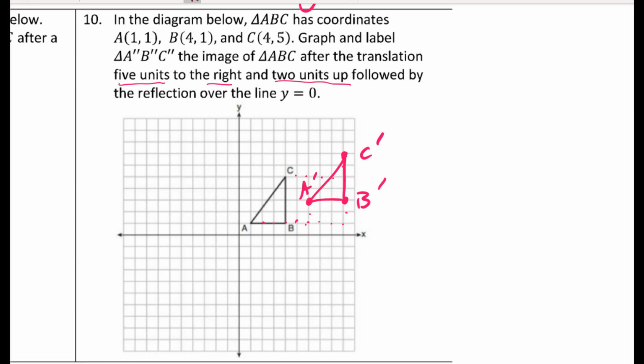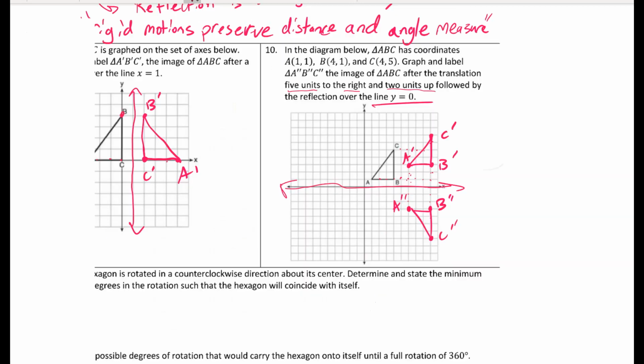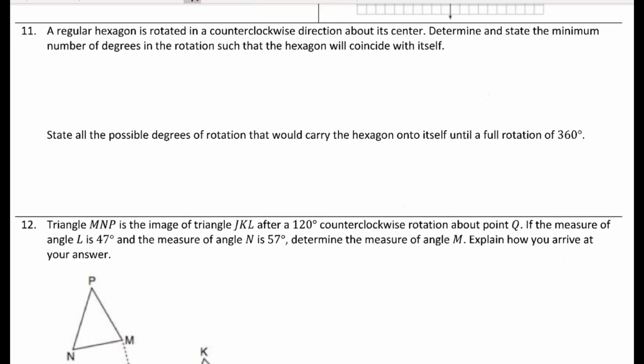Then it says it's followed by a reflection over the line y equals 0. So when my y values are 0, that's just the x-axis. So again, you can just count. A is 3 units away, so if I go 3 units down, I'd find A double prime. B double prime and C double prime should be 1, 2, 3, 4, 5, 6, 7 units away. And again, you'll know if you made a mistake because all of these triangles should look congruent.